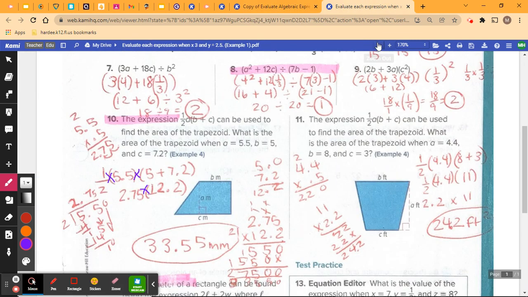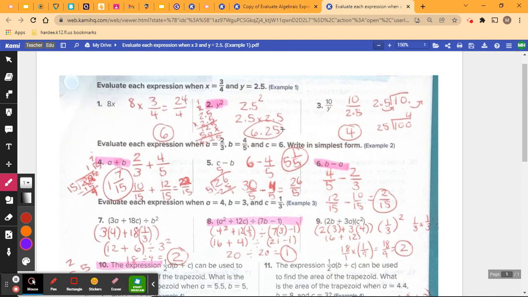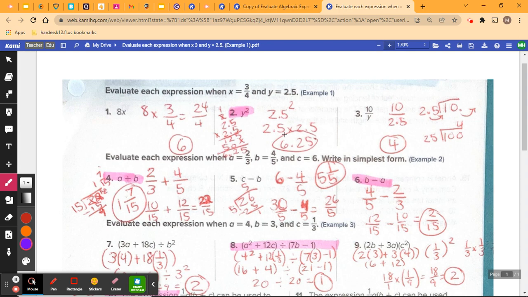The ones that you should have done yesterday were the evens. Right here, you should have multiplied. That means 2.5 to the second power, which means 2.5 times 2.5. You should have gotten 6.25.